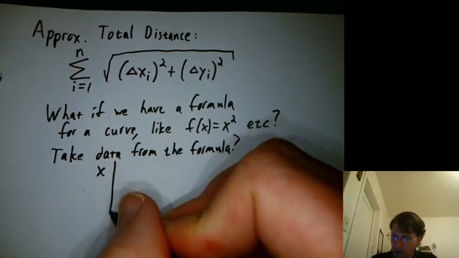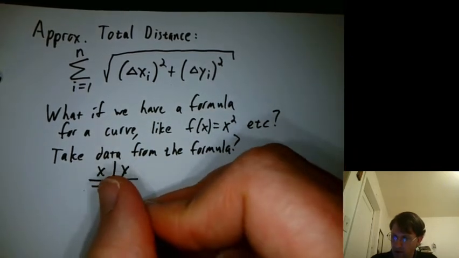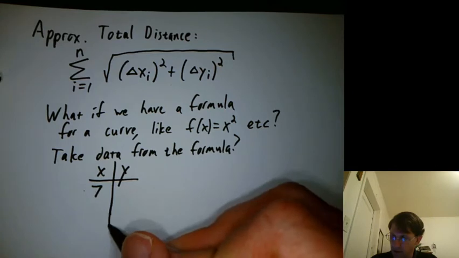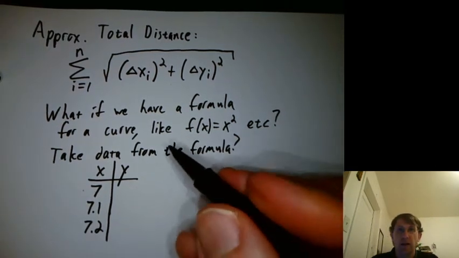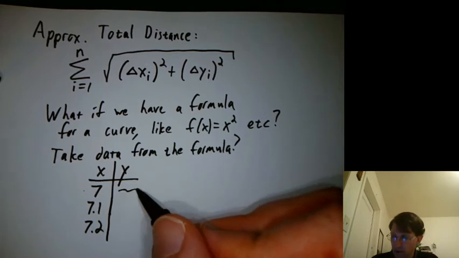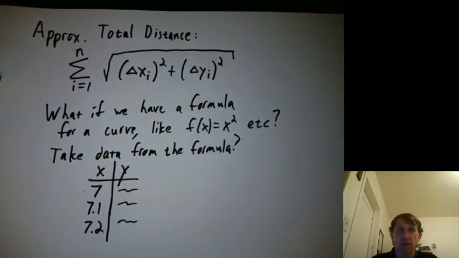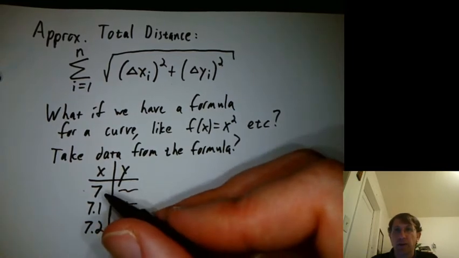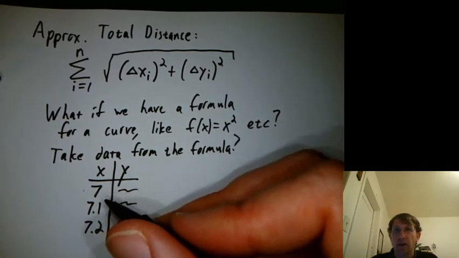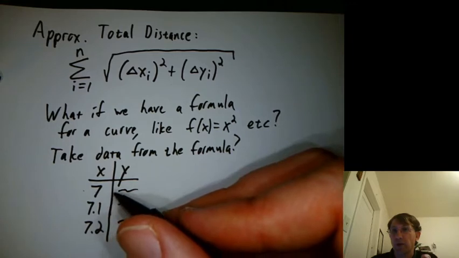So we could say, let's have x be 7, and then 7.1, and then 7.2, etc. It doesn't matter what the y values are here, just whatever the formula tells you. That seems like a plausible thing if you wanted to take the arc length starting at 7, right? But what would be a better thing?